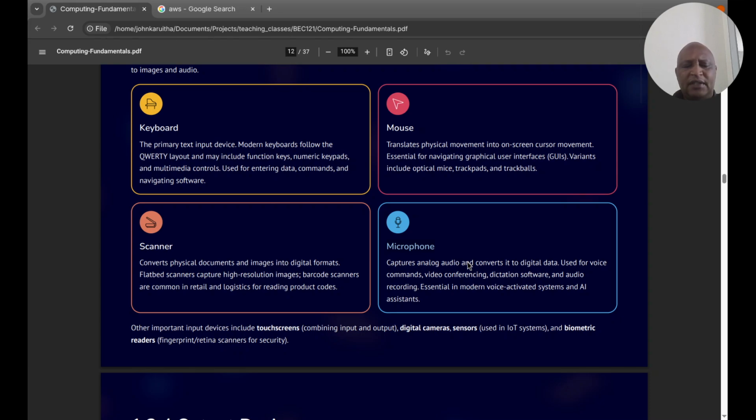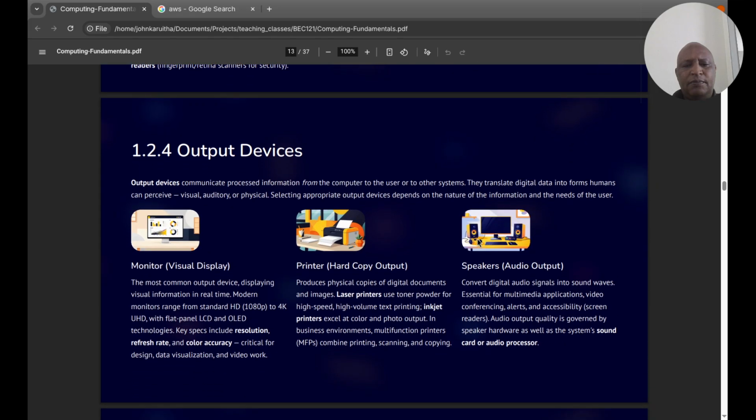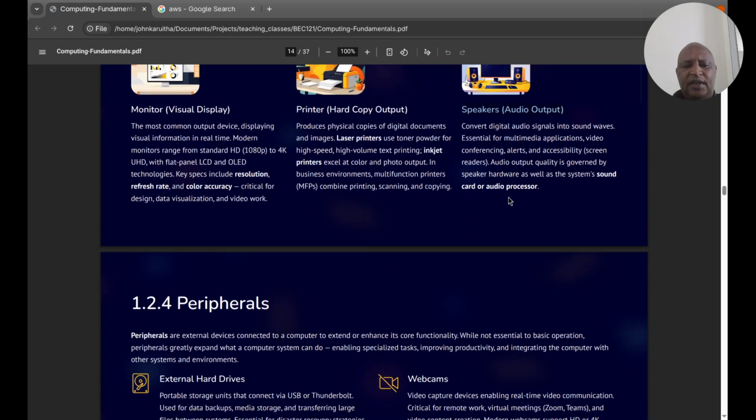If you want to type something, use a keyboard. Mouse is for clicking. A scanner is for scanning documents. A microphone is for inputting sound, and so on. We have output devices like the monitor, the printer, if you want to print a hard copy of something, a speaker, if you want to listen to music. Music is audio output. So output devices give you an output from the computer.